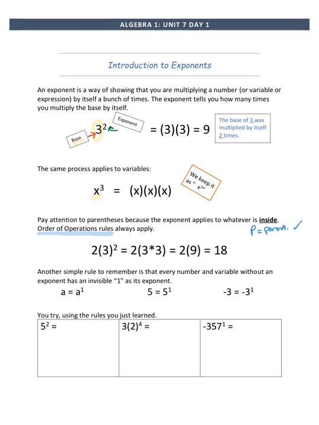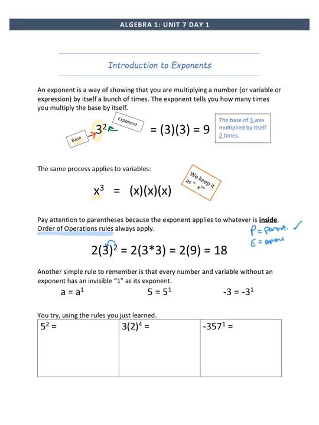So parentheses done. Exponent. Is there anything to do with the exponent? Yes, the exponent applies to whatever is in the parentheses. So this becomes 2 times 3 times 3. And then order of operations, you do the parentheses first again. So you kind of go back and forth, didn't we? You get 2 times 9 is 18.